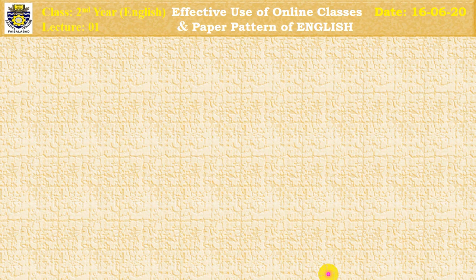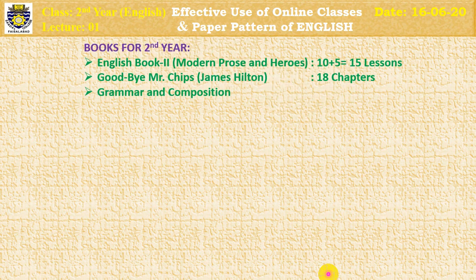But before discussing the paper pattern, I would like to tell you the books which we'll study this year. First of all, Book 2, Modern Prose and Heroes. Modern Prose has 10 lessons and Heroes has 5. In this way, English Book 2 has a total of 15 lessons. Next is Goodbye Mr. Chips. It is a novel written by James Hilton. It has 18 chapters. Third is Grammar and Composition.